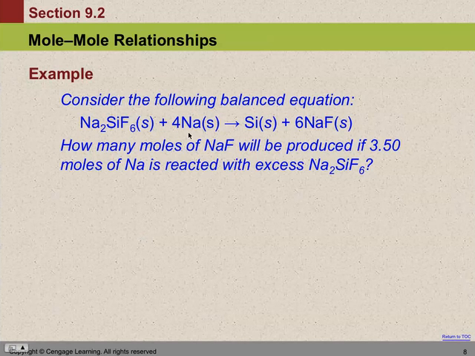We need to consider the molar ratio. 4 moles of sodium produces 6 moles of sodium fluoride. We need to write down an equivalent statement. 6 moles of sodium fluoride comes from 4 moles of sodium. We can write this as 6 moles of sodium fluoride per 4 moles of sodium.